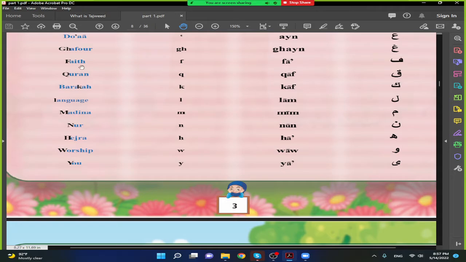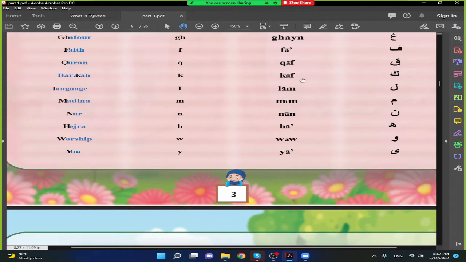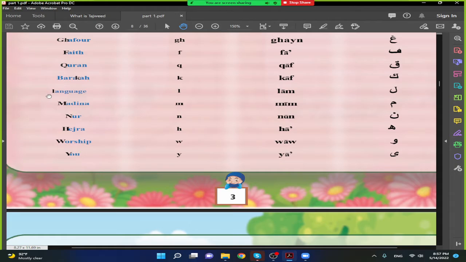Fa starts with the F sound like in the word faith. Qaf starts with the Q like in the word Quran. Kaf starts with the K like in the word Baraka or Kitab, okay? Kitab. Quran is Allah's book, okay? Kitabullah. Now Lam. Lam starts with the L sound like in the word language. Mim starts with the M like in the word Medina. Noon starts with the letter N, like in the word Noor.